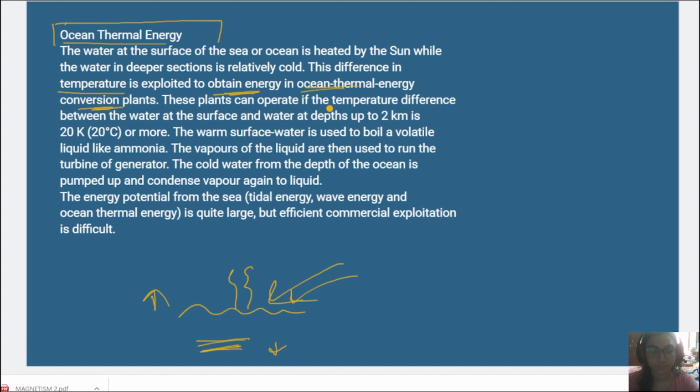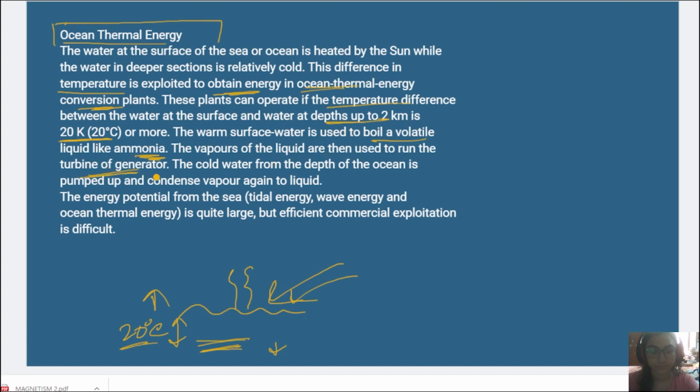These plants can operate if the temperature difference between the water surface and the water at depths up to 2 km is 20 degrees Celsius or more. So the difference has to be a minimum of 20 degrees Celsius for the thermal power plant to work. The warm water surface is used to boil a volatile liquid like ammonia. The vapors of the liquid are then used to run the turbine of the generator.